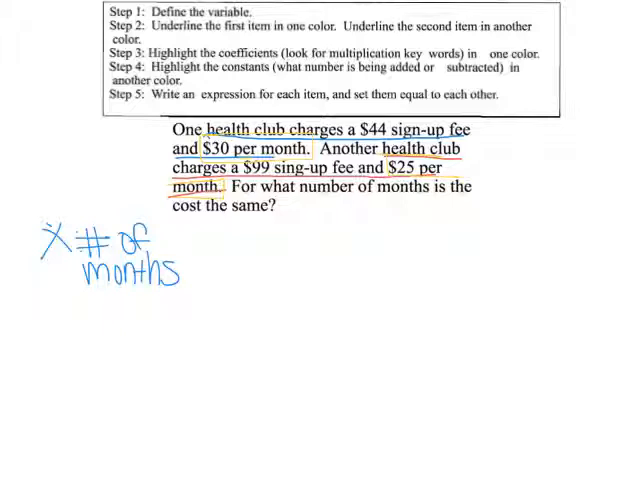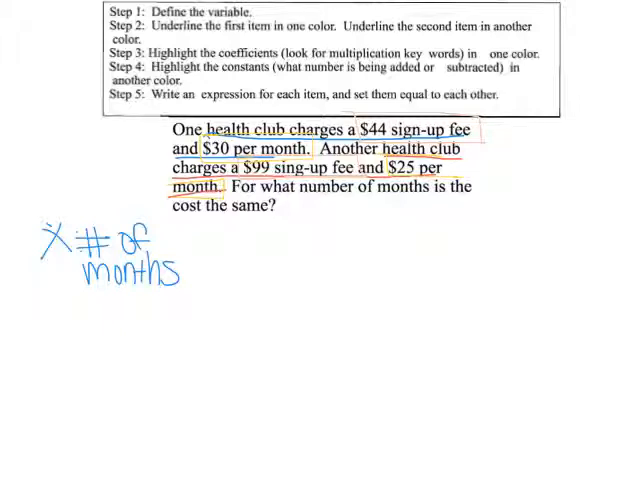Then highlight your constants in another color. Constant is what is it that's not changing? What always stays the same? No matter how many months you use at the health club, you're always going to have to pay this $44 sign-up fee here. And you're always going to have to pay this $99 sign-up fee here.